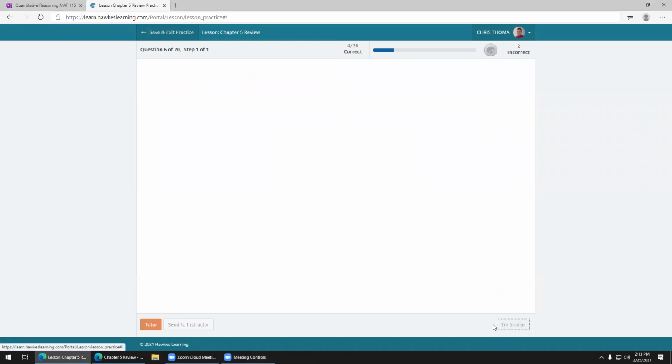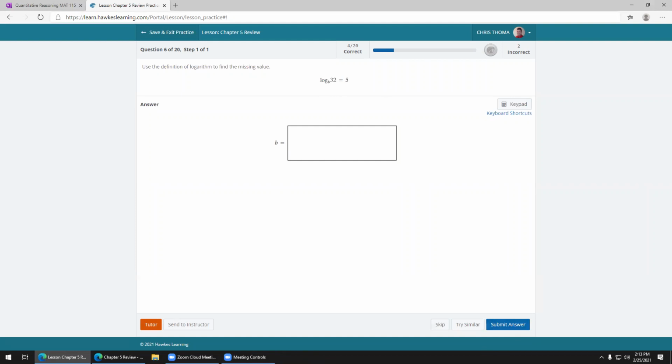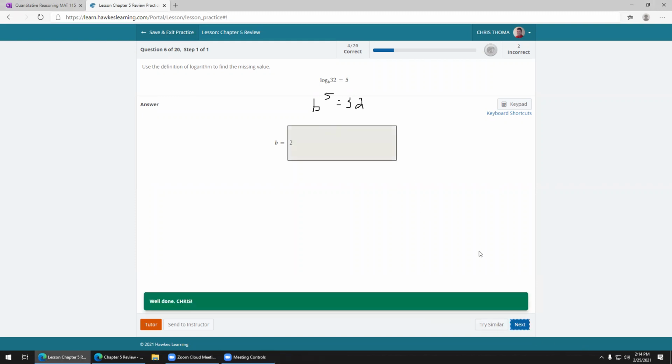All right, let's see if I try similar. Yep, so we'll do one more just so we can see here. Again, b to the 5th power is 32. I don't know my 5th roots, but you can think, 2 times 2 is 4, times 2 is 8, times 2 is 16, times 2 is 32. So therefore, this has to be 2.